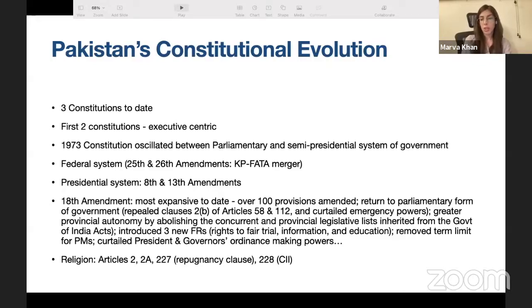The repugnancy clause actually is also a legacy of our colonial past, because earlier on, when we were a colony, the repugnancy clause only applied to laws which are repugnant to English laws, and now, of course, it was modified and replaced with Islamic injunctions. Then we had the Council of Islamic Ideology, Article 228, which was created via the second constitution, and the third constitution, the current constitution, sort of carried this forward.